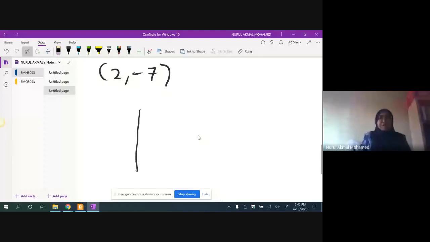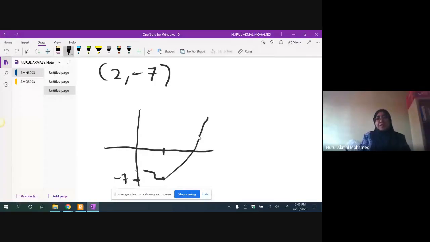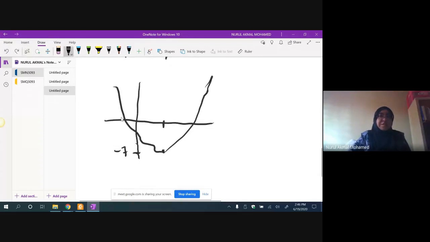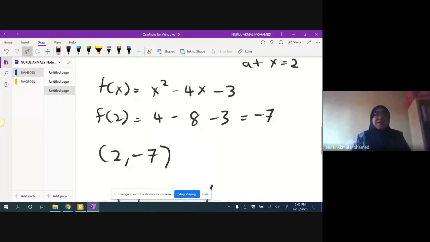Okay, so you can predict that the graph of f will look something like this. At x equal to 2, which is somewhere here, and y is equal to negative 7, it will be something like this. It is quadratic. It even looks like a smiley shape. Okay, so this is the graph. If you want to find the coordinates of these two points, you can find them by letting y equal to 0. What will be the values of x when y is equal to 0?